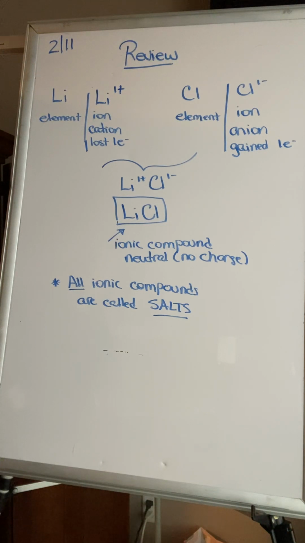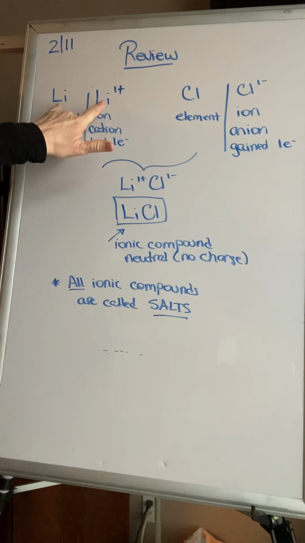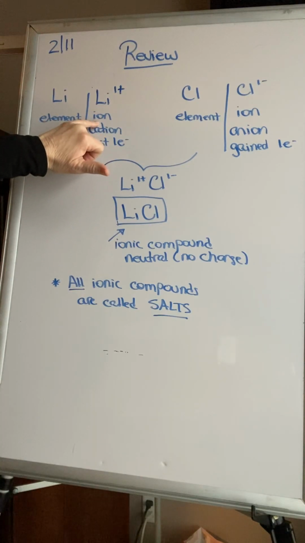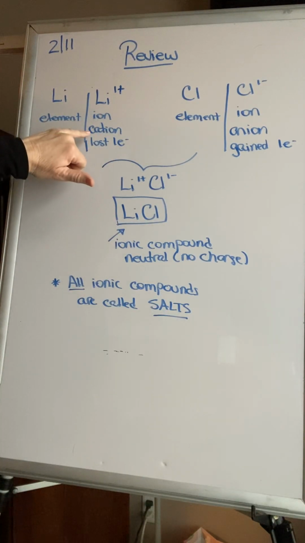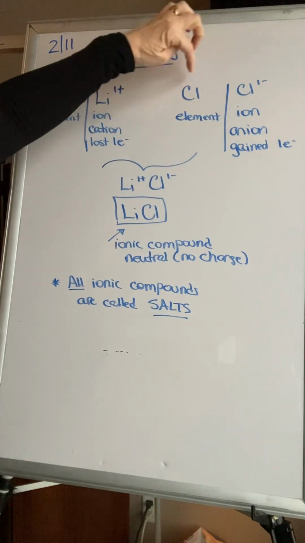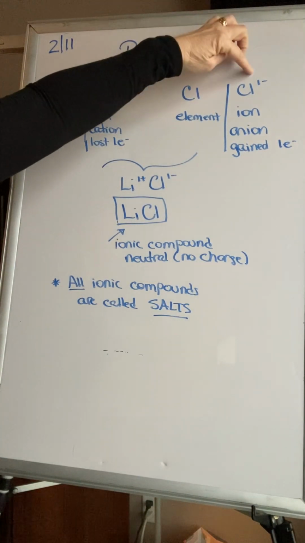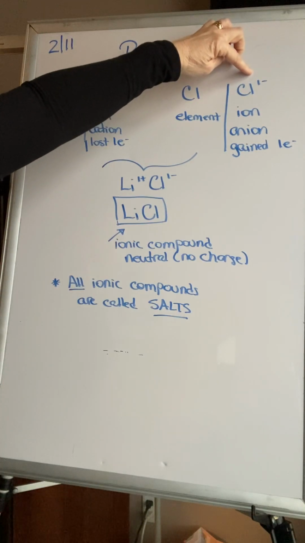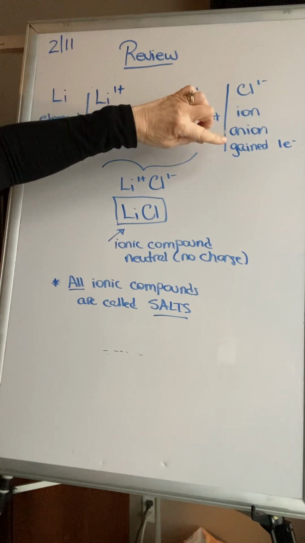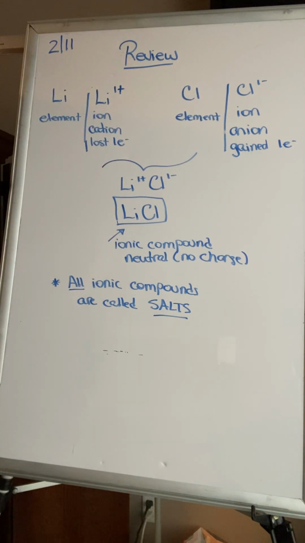So as a review, there is a difference between this lithium and this lithium. We call this the lithium element. We call this a lithium ion. More specifically, this is called a cation because it has a positive charge. It lost one electron. Over here, the difference between these two is this chlorine element and this is our chlorine ion. More specifically, an anion because it's negatively charged and has gained one electron.